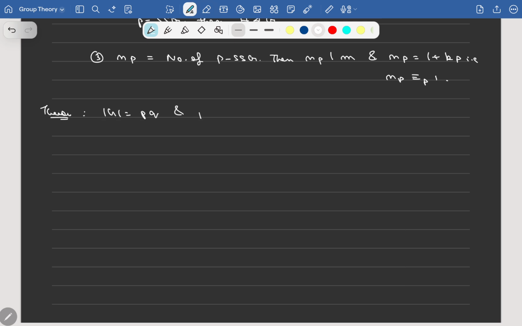whatever I said about the theorem that if the order of G is P times Q and P does not divide Q minus 1, then G is cyclic. Let us try to prove this out. I hope you remember, and if you don't remember, then you can just argue from here.